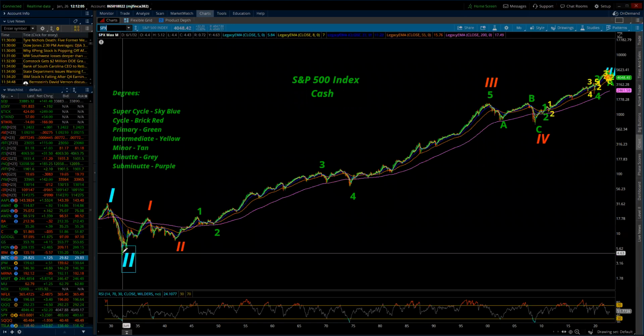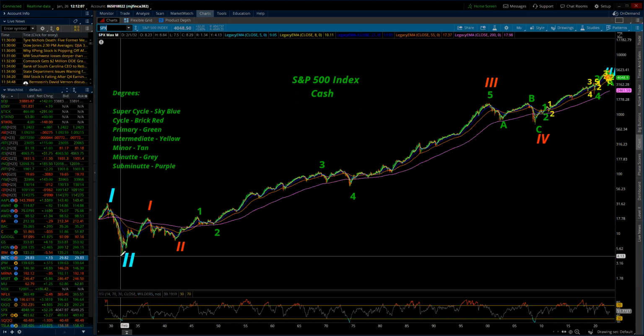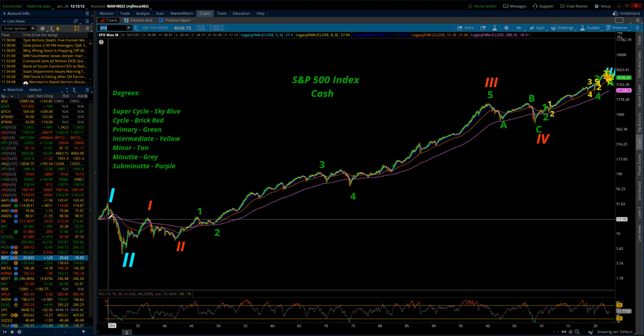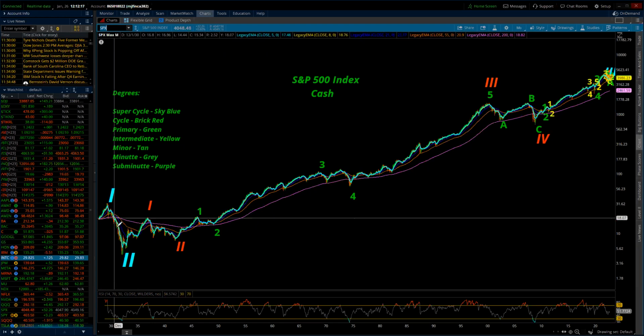Here was the bottom, which included the '29 crash and then some, because it wasn't that initial crash that paralyzed the United States and the world and threw everything into this Great Depression. It was the secondary.